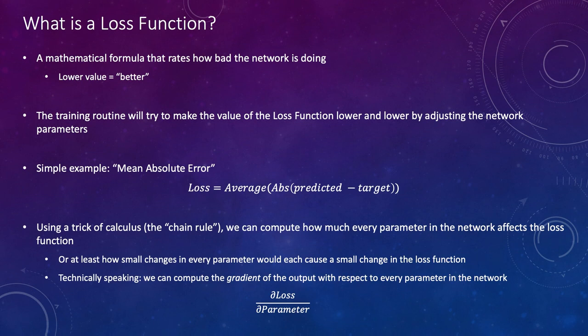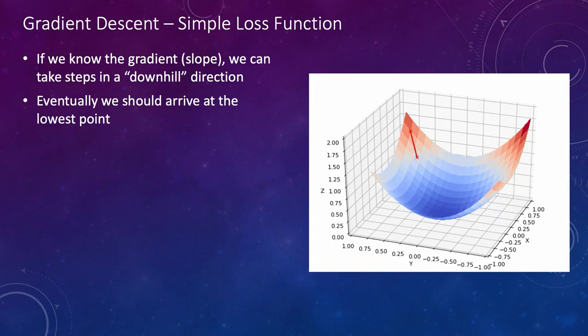And then we can use a cool trick called gradient descent, which is a numerical optimization algorithm. If we know the slope at any point, we just go downhill. If you're trying to find the bottom of a ravine and you're standing up on the side of it somewhere, you're going to pour some water and watch which way the water goes, and you're going to go that way. And that's pretty much how gradient descent works.